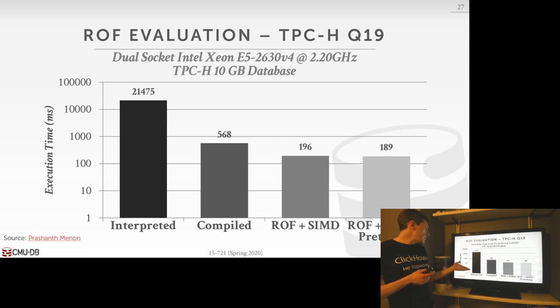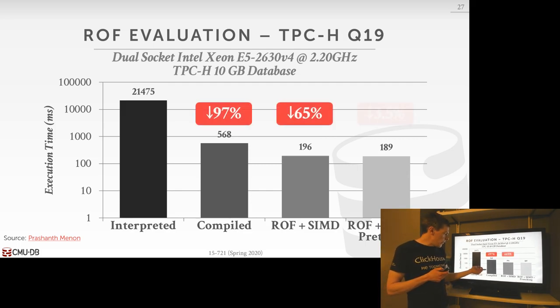So this is actually terrible, right? This is running in 21,000 milliseconds. So this is running in 21 seconds, right? This is stupidly slow for a 10 gigabyte database that's all in memory. And so when you now do LLVM compilation, you've reduced runtime by 97% over the interpreted one.